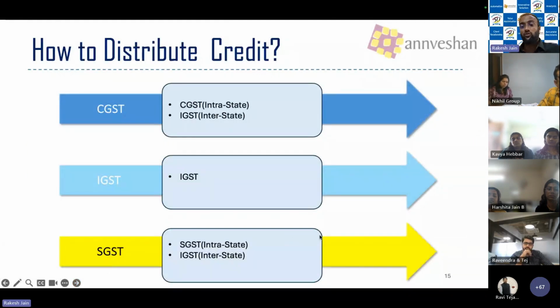Now, how to distribute this credit? Now I'm coming to the compliance part of it. Before I move further, does anyone have any question on what we have discussed till now?